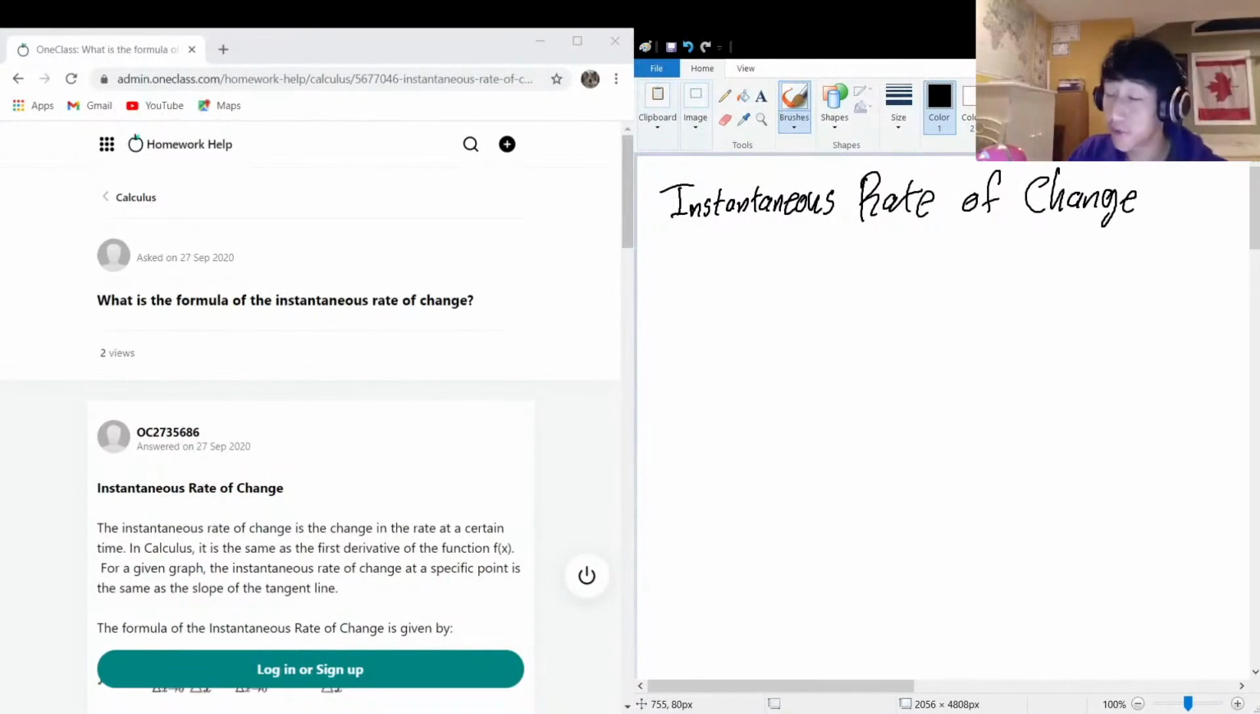Instantaneous rate of change is often referred to as IROC, because I like rock music. Yeah, so I do rock out sometimes. IROC.